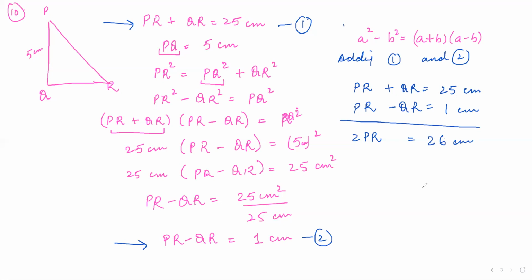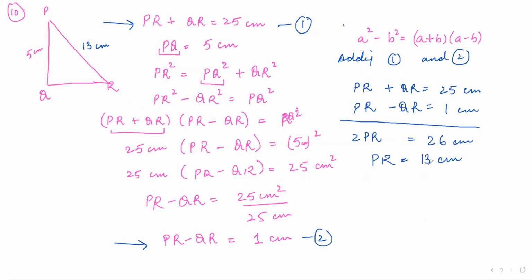Any confusion here? See, basically I'm adding, right? If you add QR plus minus QR, ultimately you get QR minus QR and you will get 0. So this term becomes 0. So 2 PR equals 26, so 2 will come in the denominator. So 13 centimeter. So I have got this side to be 13 centimeter.